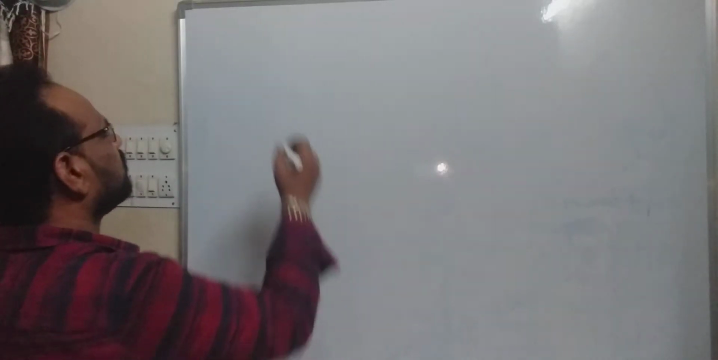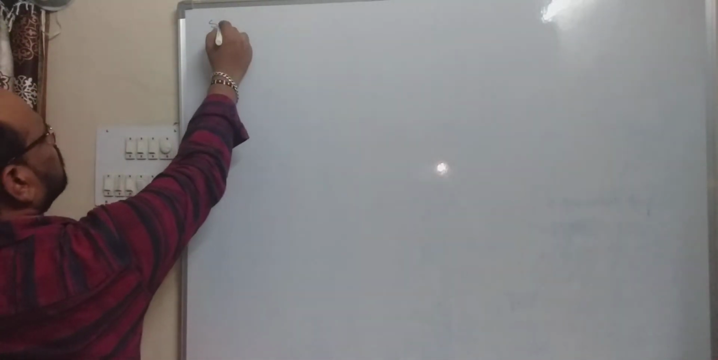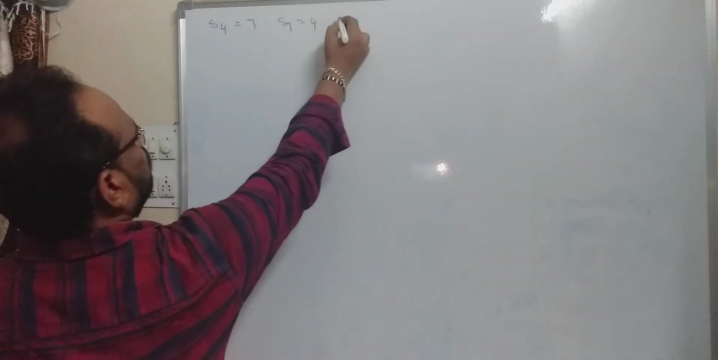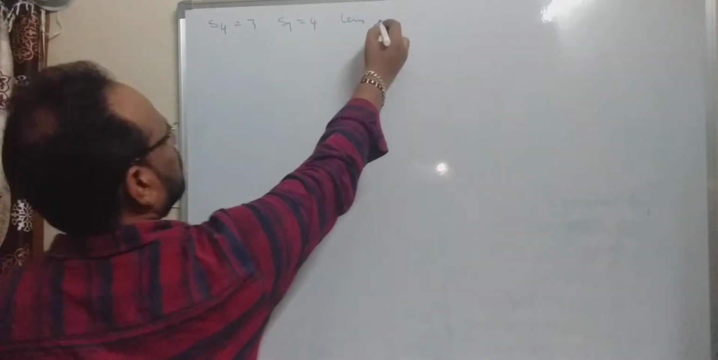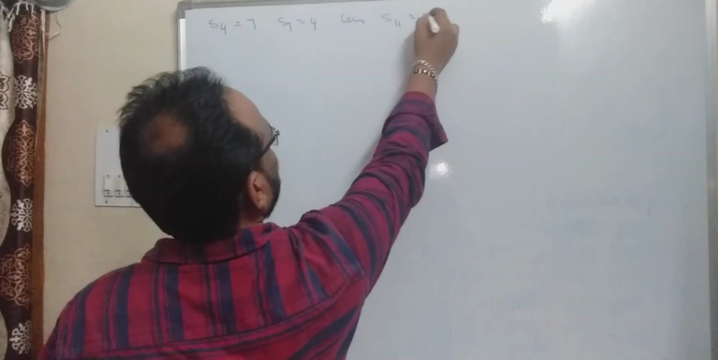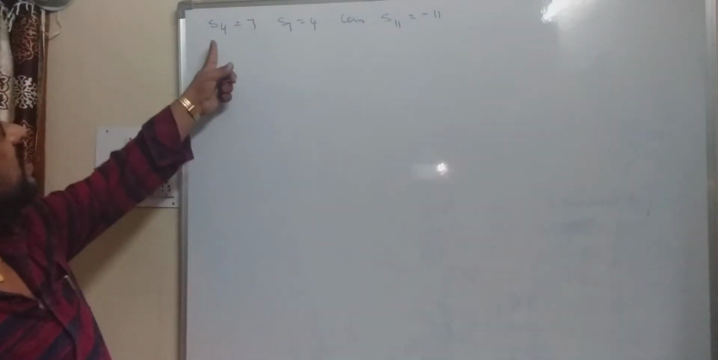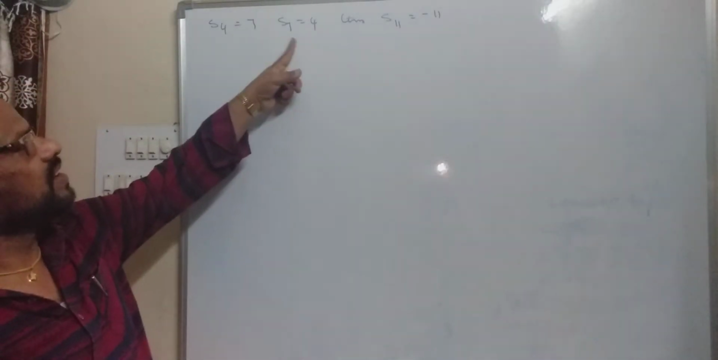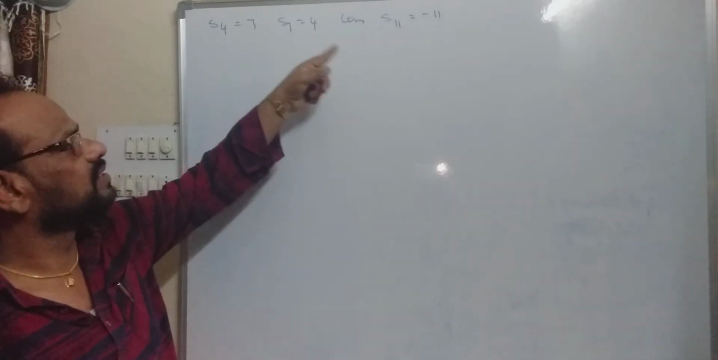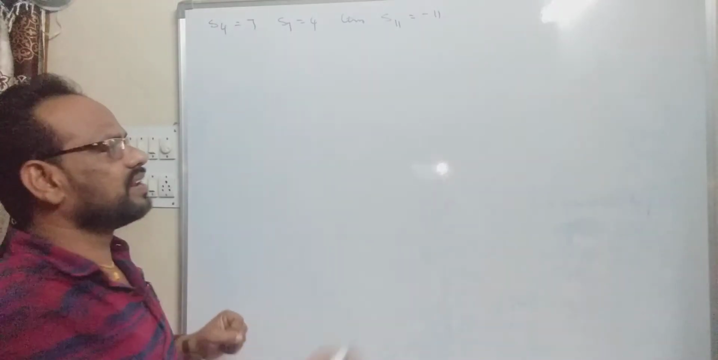One example. S4 is equal to 7. S7 is equal to 4. Then S of 7 plus 4, that is S11, is equal to minus 11. S4 is equal to 7, S7 is equal to 4, then S11 is equal to minus 11. That is m plus n, that is minus 11. Very, very important property.